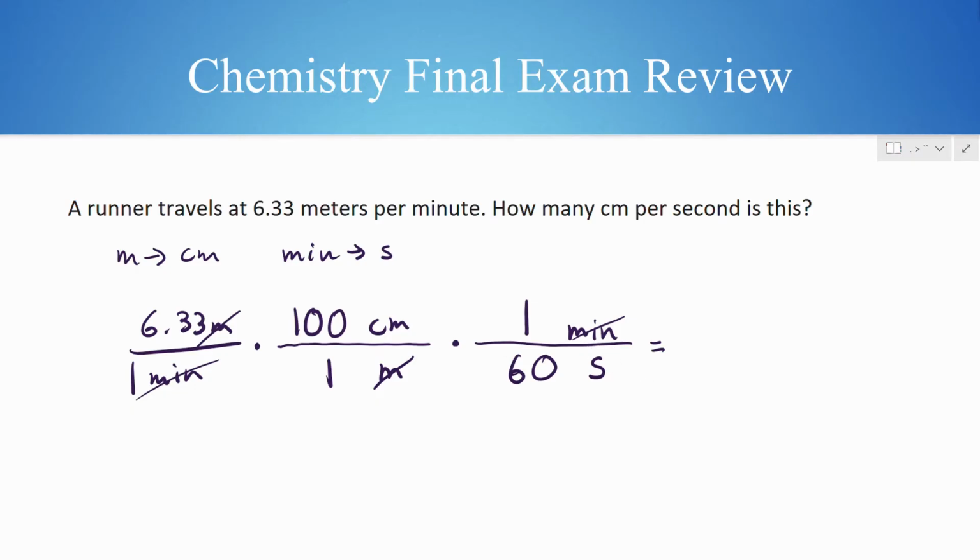Now I would recommend in your calculator that you put these numbers in parentheses before dividing, so that your calculator doesn't get confused and give you a wrong answer. In the end, you get 10.55 centimeters per second. And just as a quick note, you can also write this as 10.55 centimeters per second and just write in -1 instead of putting a slash. These two mean the same thing.